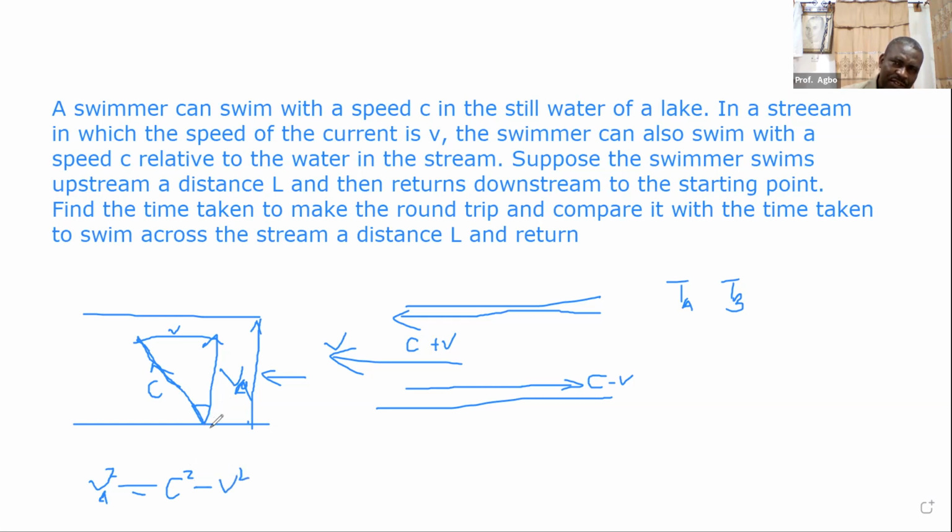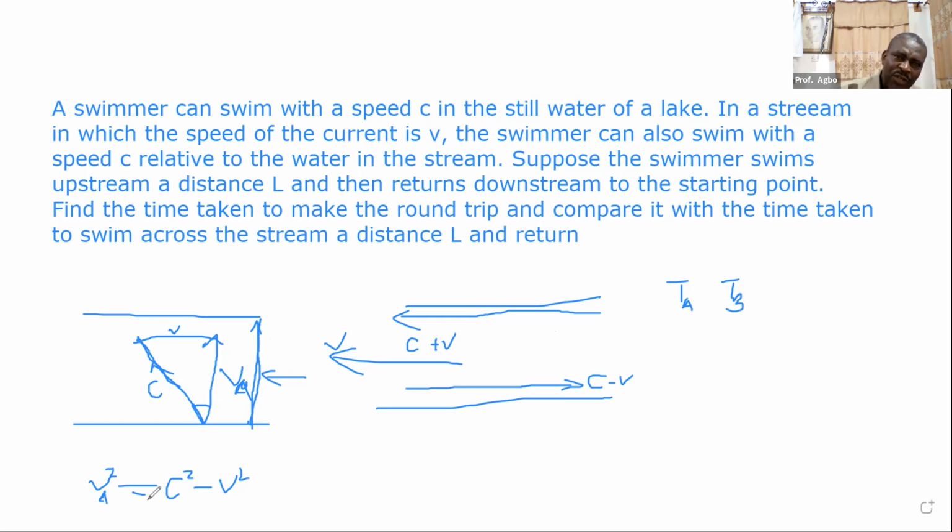Pythagoras theorem says V_A squared plus V squared is equal to C squared. But now we are looking at this velocity, that's why we now say V_A squared equals C squared minus V squared, where V_A is the velocity of the swimmer perpendicular to the banks of the stream, that is, this axis.